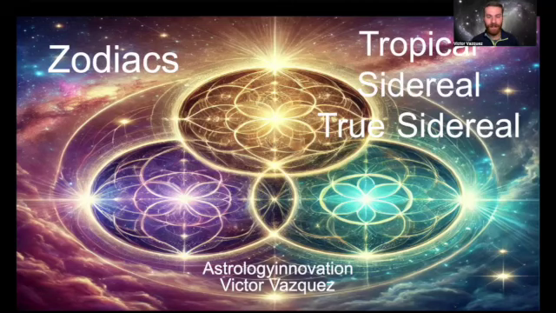Welcome to Astrology Innovation. Today, I'm going to talk about something really interesting, which is three different types of zodiac systems, which is the tropical, sidereal, and true sidereal. And also make sure to stay until the end so you can know which one is the best for you. And yeah, I hope that you enjoy the video, and let's get started.